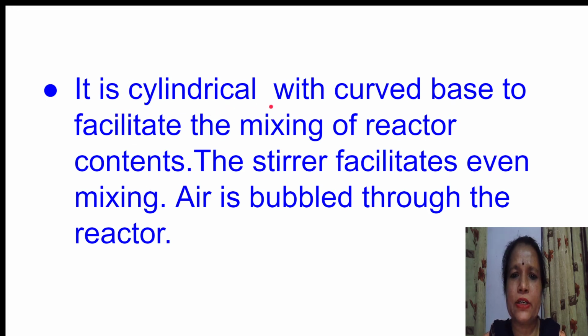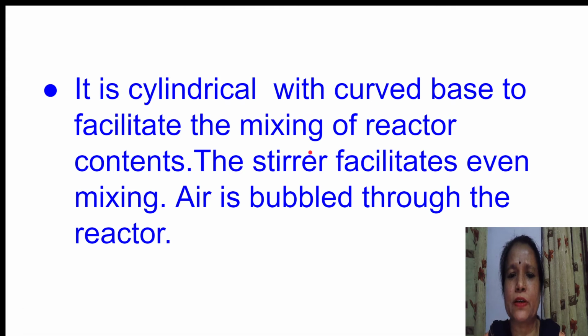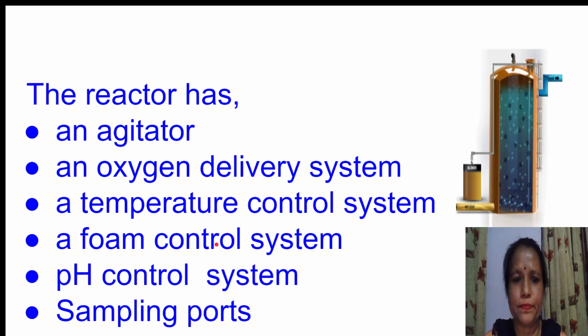A bioreactor is cylindrical with a curved base. It facilitates the mixing of the reactor contents, which will help to mix all the contents present in the bioreactor. It is fitted with a stirrer, which will facilitate even mixing. So all the microorganisms get sufficient oxygen. Air is also bubbled through the bioreactor because the microorganisms are respiring aerobically.